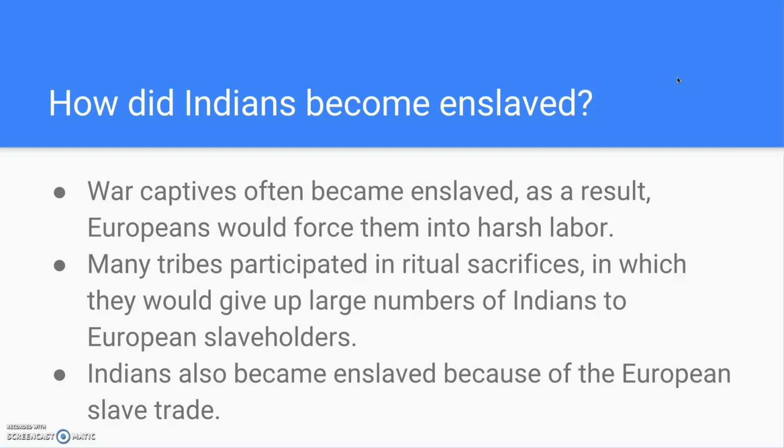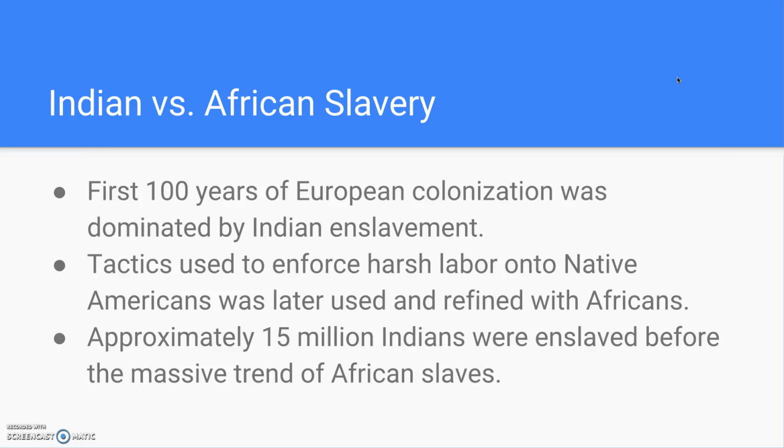Also, many Indian tribes participated in ritual sacrifices in which they would give up large numbers of Indians to European slaveholders. Indians also became enslaved because of the European slave trade. So these are the three main reasons how Indians became enslaved in the first place. I think the most prominent reason, though, would be the war captives because of the numerous battles between Indians and Europeans.